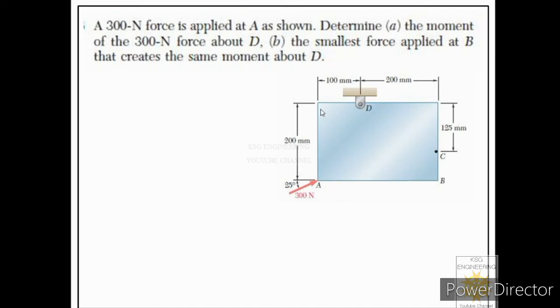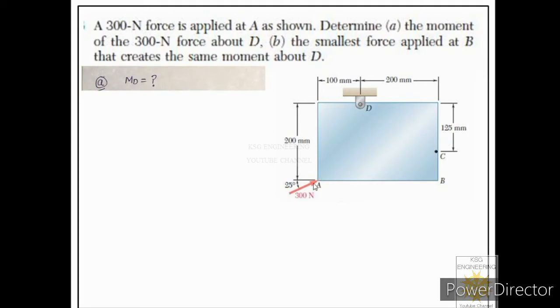In this diagram, one rectangular body is shown to us and this body is hinged at point D as shown in this figure. And we are given another point A at which 300 Newton force is acting at an angle of 25 degrees with the horizontal. And we are asked to find its moment about point D in part A. Some dimensions are also labeled in the diagram. These dimensions will help us to locate the moment arm.